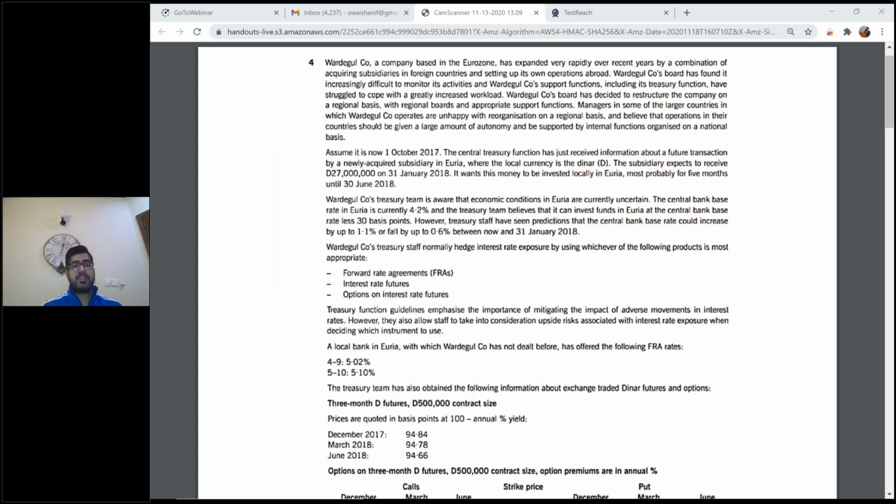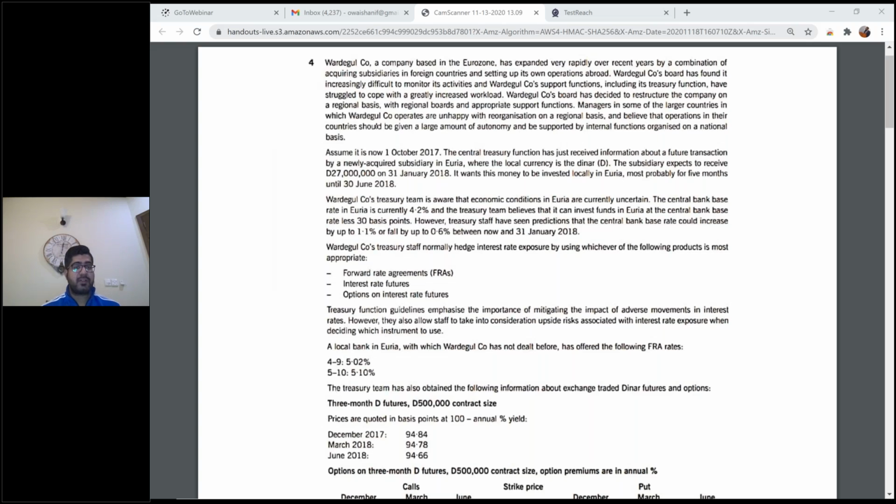Treasury function guidelines emphasize the importance of mitigating the impact of adverse movements in interest rates. However, they also allow staff to take into consideration upside risk associated with interest rate exposure. A local bank in Urea with which Vardical has not dealt before has offered the following FRA rates. So the local bank is offering what FRA rates? 4-9, 5.02%, and 5-10, 5.1%.